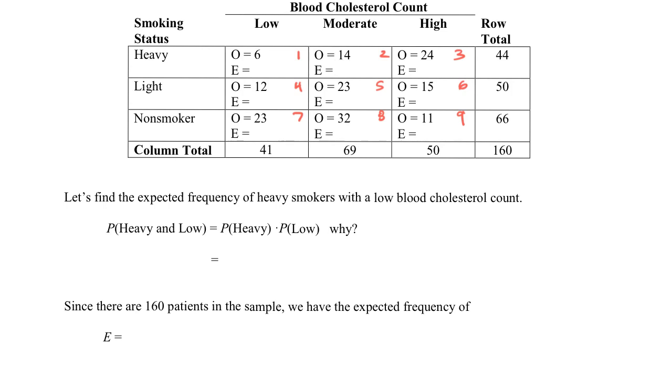So the way we figure this out is we use this. Probability of heavy and low, so heavy smoking status, low blood cholesterol count, is equal to the probability of heavy times probability of low. And the question is, why is that? Well, here's why. Assuming H naught is true, right? We are assuming H naught is true. That's what we always do. Assuming H naught is true, the events are independent.